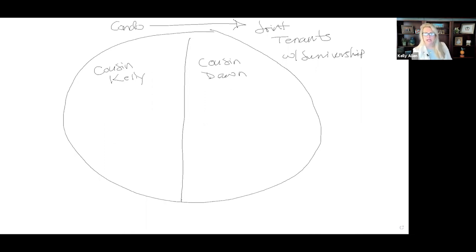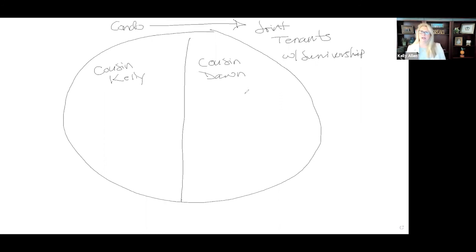Joint tenants with survivorship. What does that mean? That means that if Dawn croaked out, let's say Dawn croaked out, that I would get the entire condo 100%. That's what survivorship means. But let's set it up a little bit differently just to drive this point home. Okay, let me draw her name again. Okay, so here's cousin Dawn. We were so smart that we bought a condo together in our 20s. We really didn't. We rented one, but there you go.